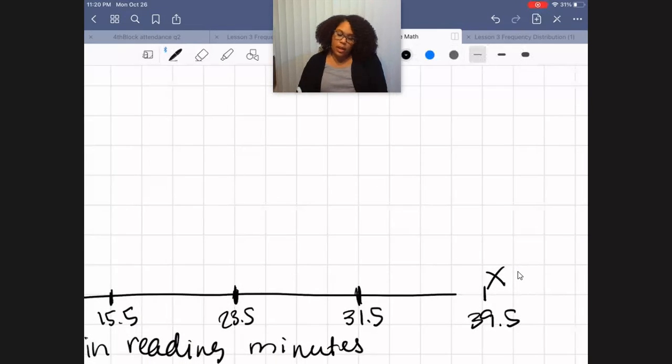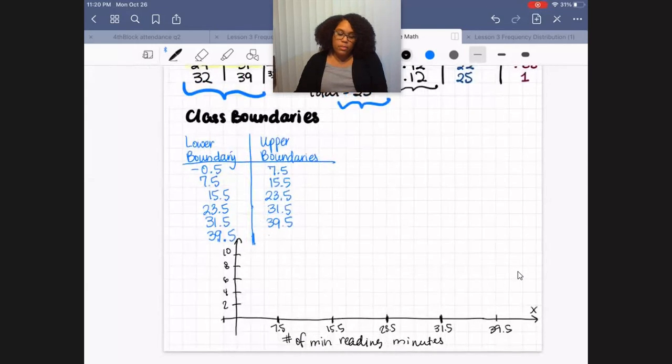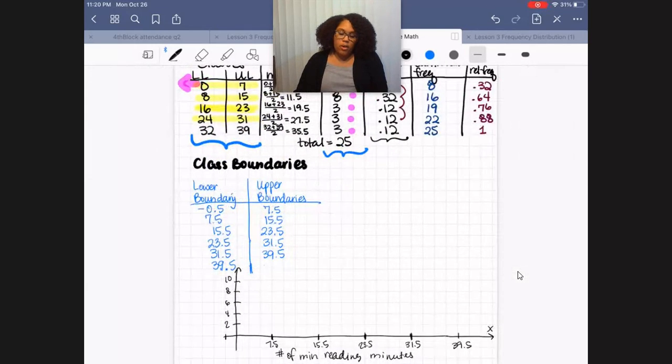So I've got a little bit of erasing to do so that I can extend out this x-axis a little bit more. So let's erase that also and move that over. There we go. And so now what I can say is my first bar is going to go from the negative half to the 7.5, and it's going to have a height of 8. So my first bar is going to be up here. Okay. Oh, let me label my y-axis. So this is frequency.